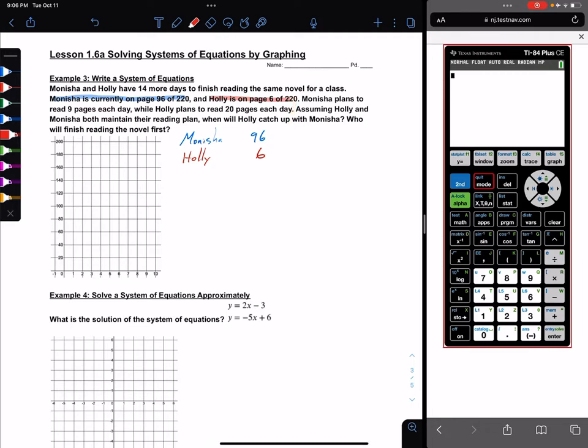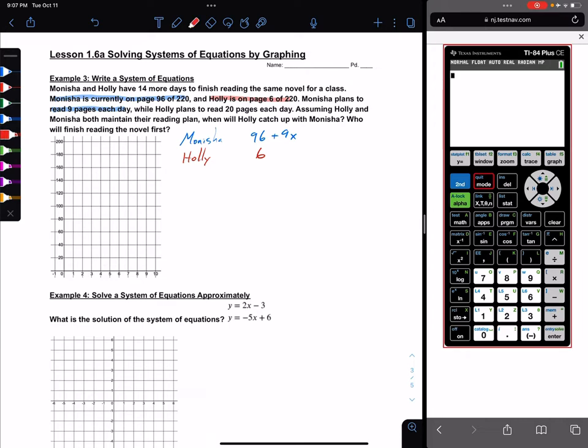Monisha plans to read 9 pages each day. All right, so she's on page 96. Each day we're going to add 9 more pages, and 9 times x would make sense because it's based on the number of days. So it's always good to try to figure it out as you go and then just go back and check it.